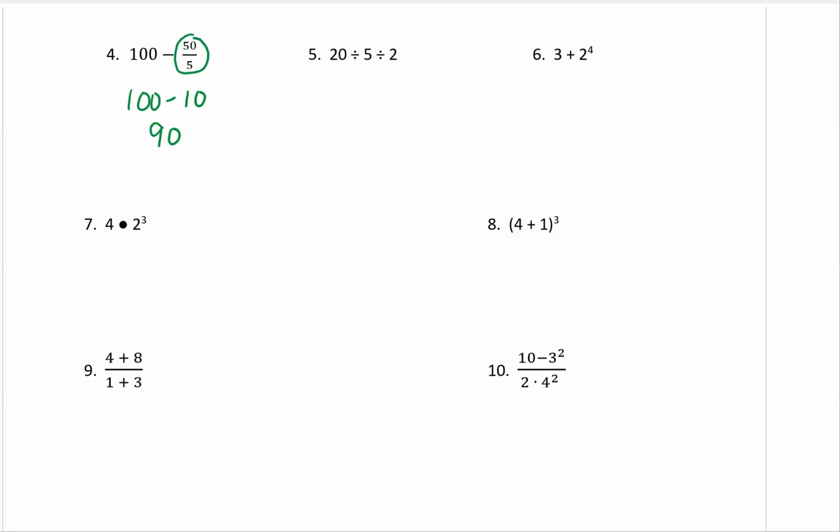Number 5 is all division. You are going to divide left to right as it occurs in the problem. So the first thing we'll do is take 20 divided by 5. That is 4. So we have 4 divided by 2, and 4 divided by 2 is 2.